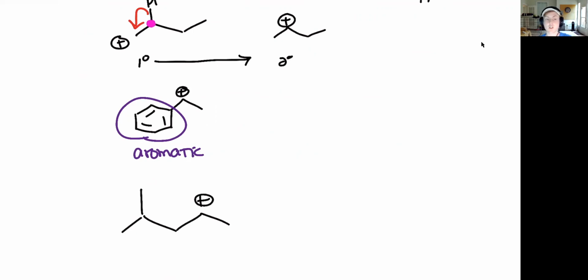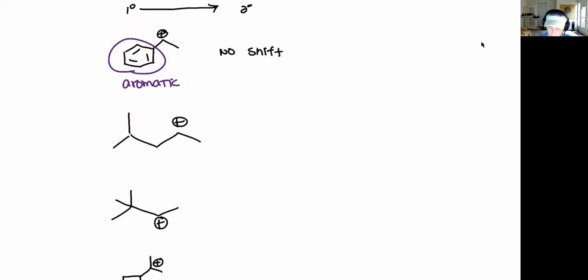If we did a ring expansion, we would break the aromaticity, and that would be bad. We don't want to do that. So in this case, there will be no shift that happens. That is important to know, that we just leave benzene alone, especially in this class. In Orgo 2, you may talk about reactions with benzene, but it won't really expand like this.